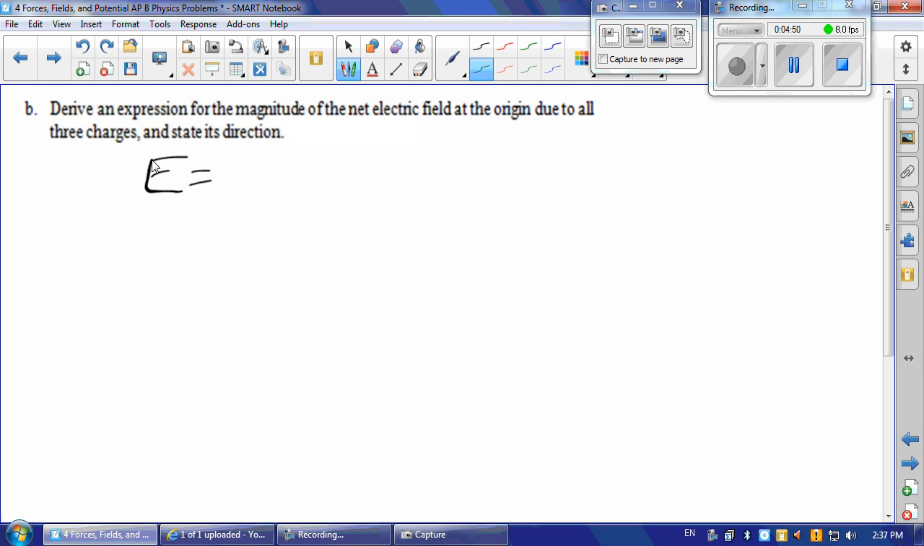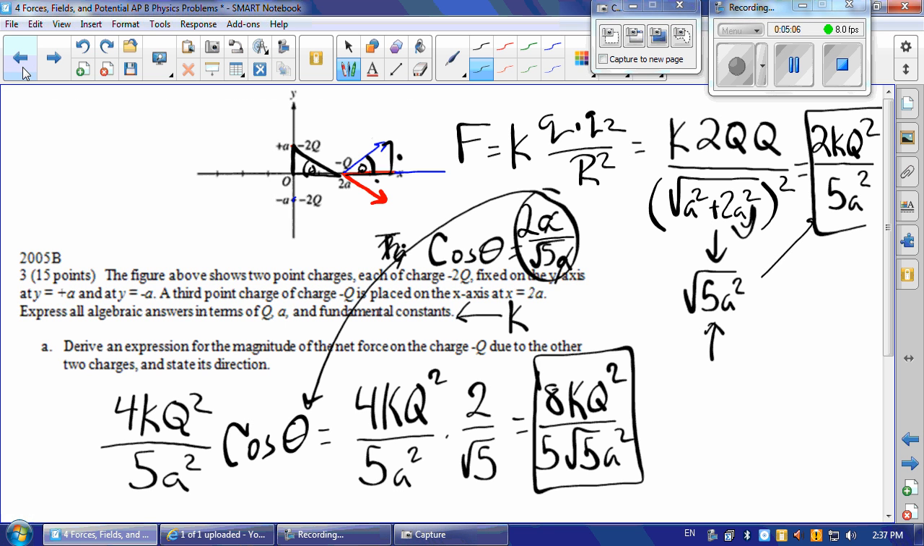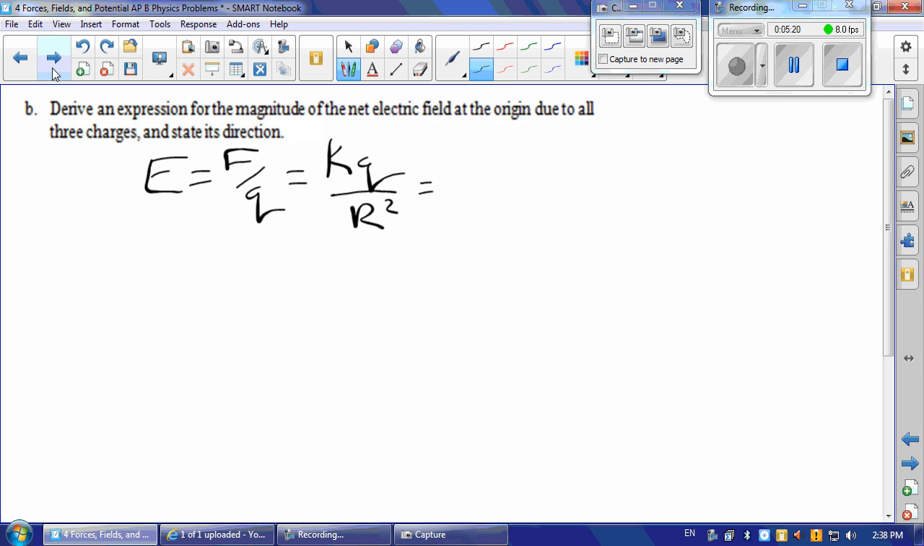Well, electric field is F over Q, and it is also KQ over R squared. At the origin, if we look at this, the electric field due to this one and this one is going to cancel out. So the only one we really have to worry about is the electric field due to this one.